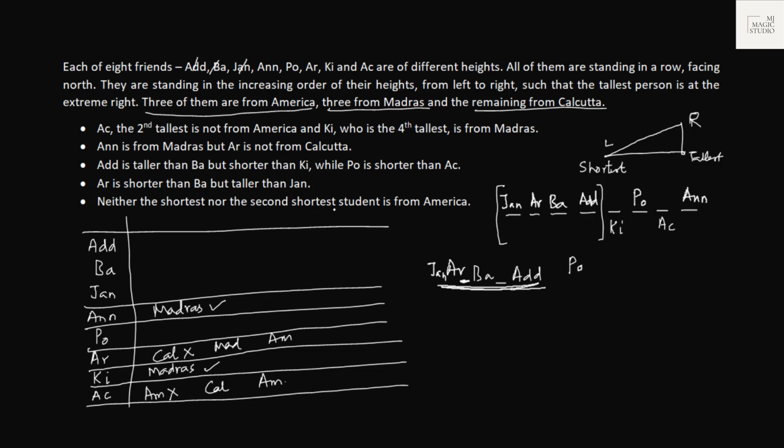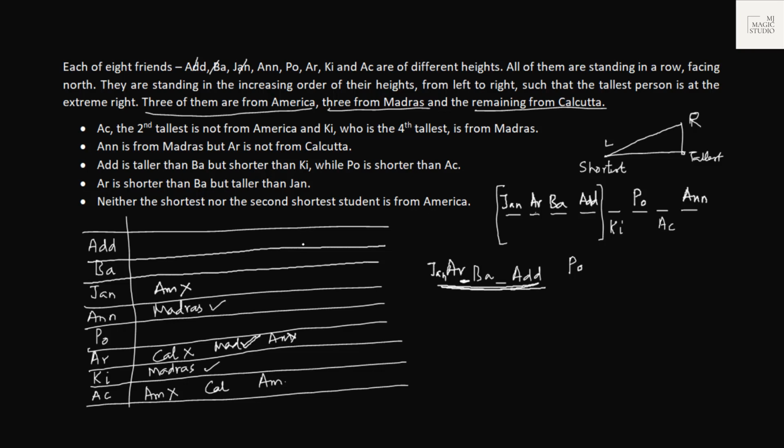Neither the shortest nor the second shortest is from America. AC is not from America. The shortest and the second shortest are Jain and AR. AR is not from America. AR is from Madras. Jain is not from America.